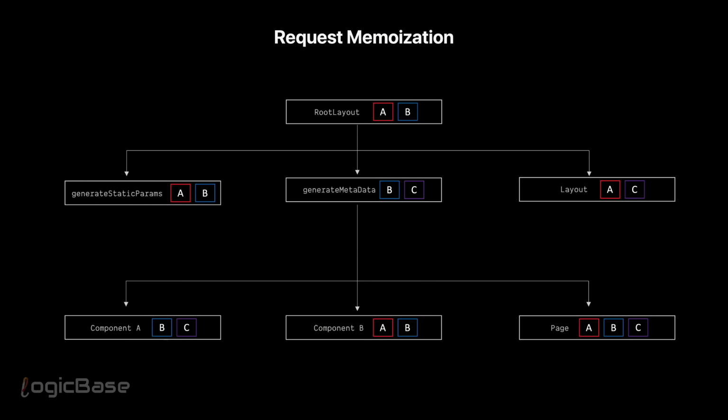Let's quickly summarize what we saw with the code. Basically, when we render a page, a React tree renders, containing various components at different levels, like you see on the screen. At the top, there's a root layout, then Next.js functions like generate static params, generate static metadata, the layout itself, and inside nested components like component A, B, or any component. At each layer, the same requests can happen repeatedly. For example, at the root layout, requests A and B happen. In generate static params, A and B again happened. In generate static metadata, B and C, and so on.